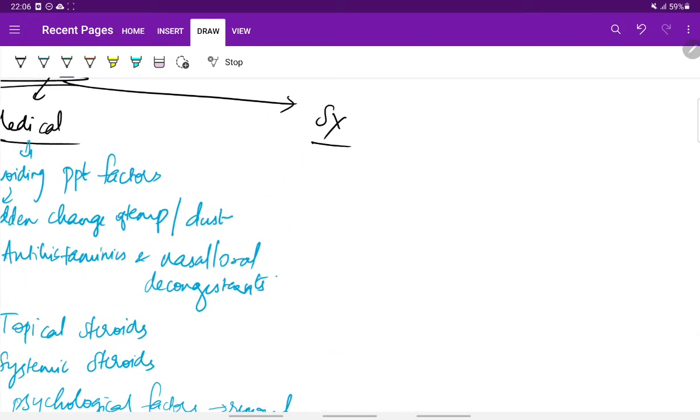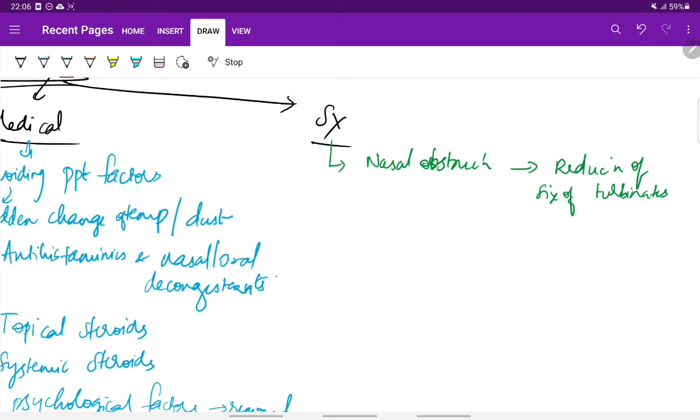Coming to the surgical management. For nasal obstruction, we can perform surgeries like reduction of the size of turbinates, which relieves the nasal obstruction. And the other causes of nasal obstruction, like the polyp or DNS, that is deviated nasal septum, should also be corrected.